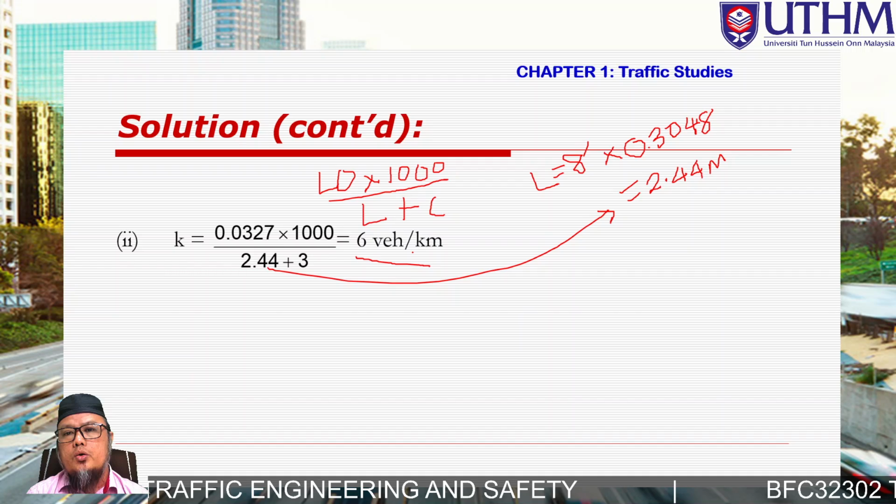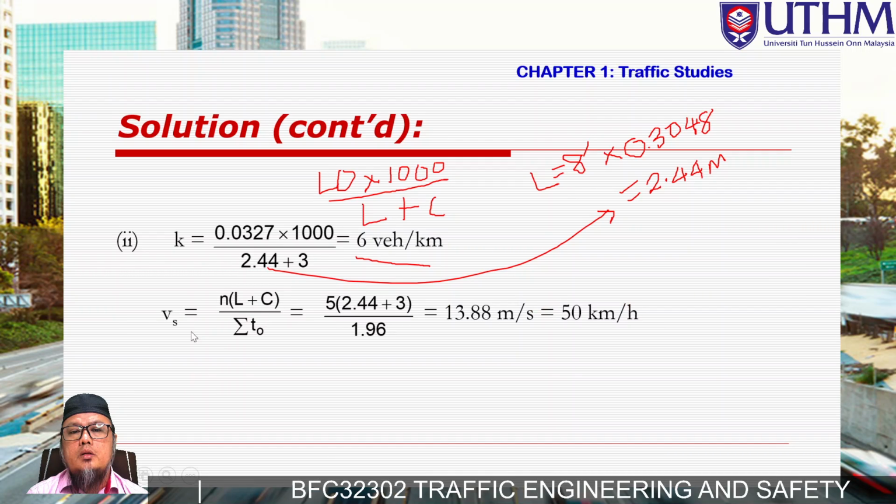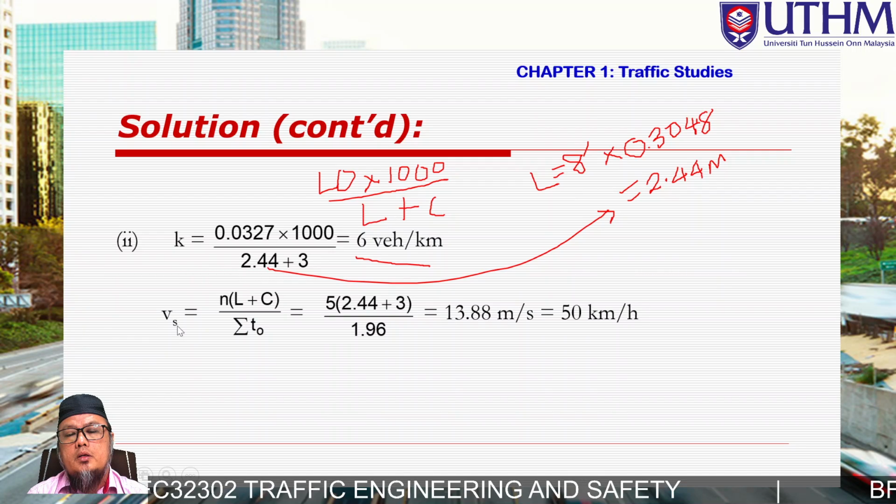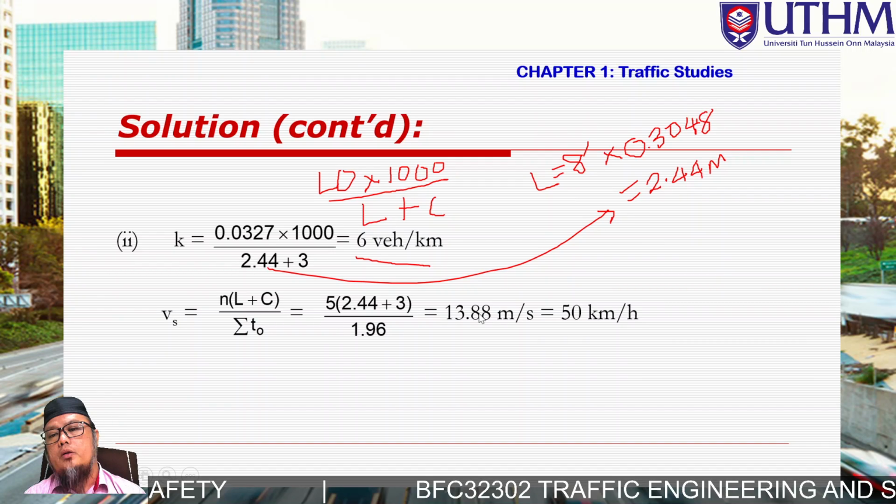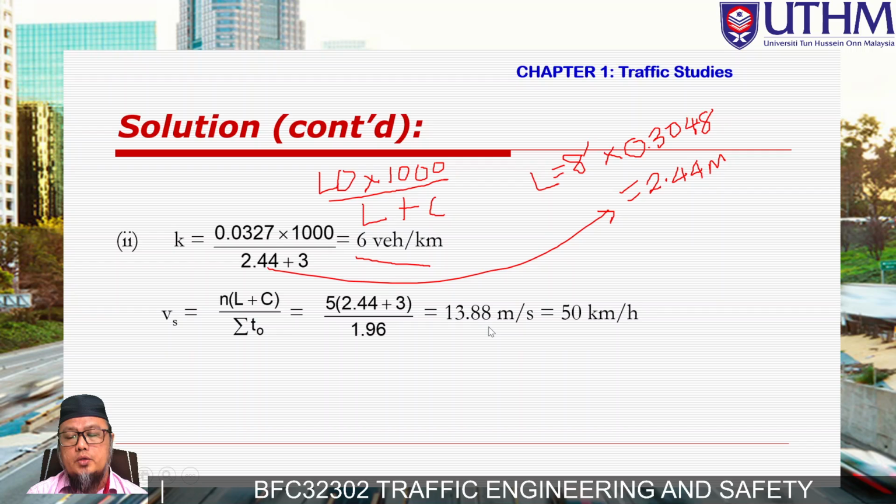Okay, next, to determine speed. Remember, we have this formula to determine Vs, or space mean speed, equal to n over the bracket of L plus C. L we obtained already, and C we already have, and the summation of T time we also determined. So we insert all of this together, then we obtain 13.88 meters per second. So we convert into kilometer per hour for the speed unit.